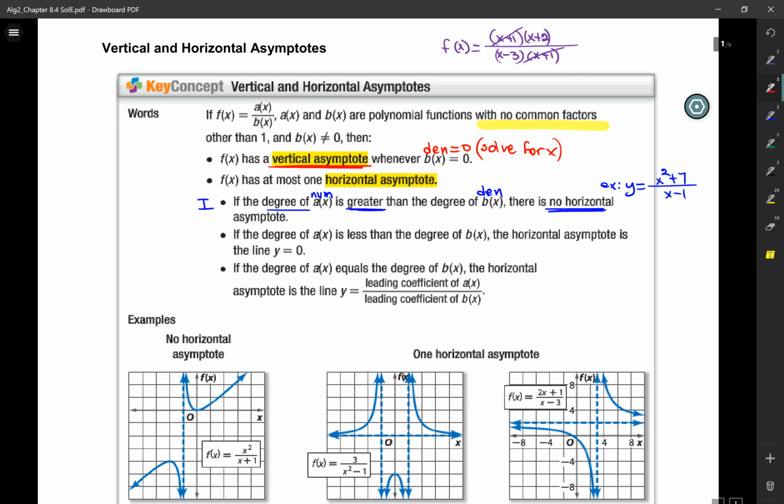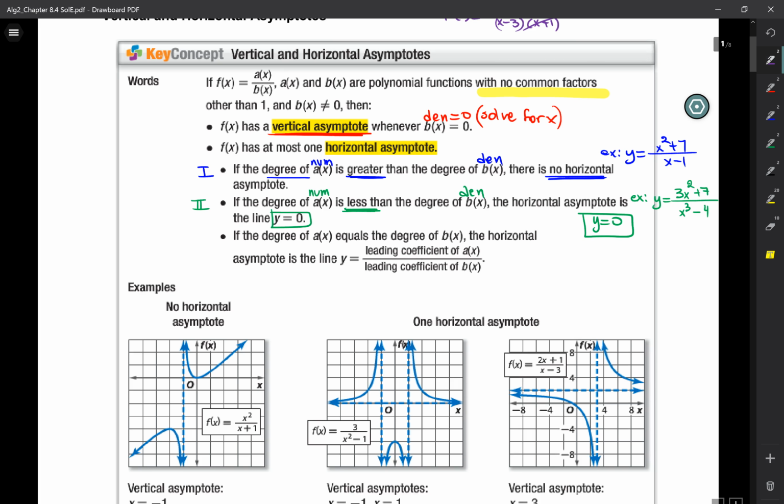Okay, number 2. What if the degree of the numerator is less than the degree of the denominator? Then the horizontal asymptote is just y equals 0. So suppose, for example, you have y equals 3x squared plus 7 over x cubed minus 4. Okay, the degree in the denominator is higher. Do you see that? That means, no questions asked, the horizontal asymptote is just y equals 0.